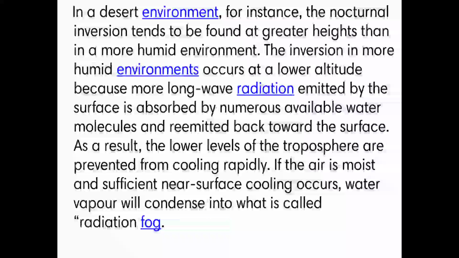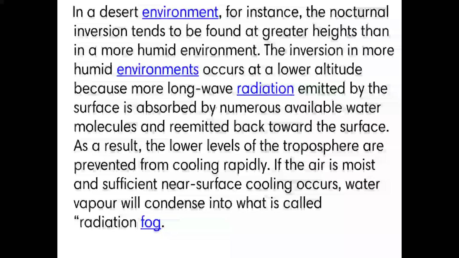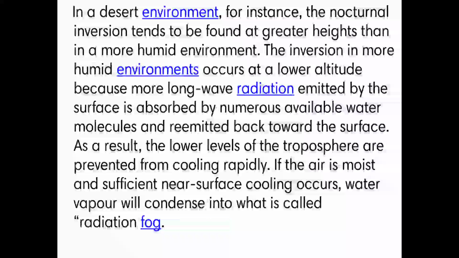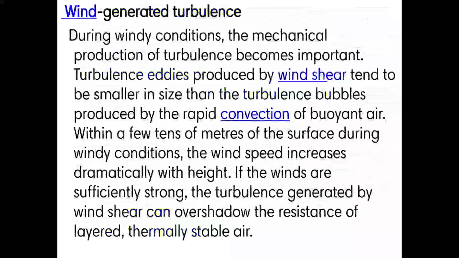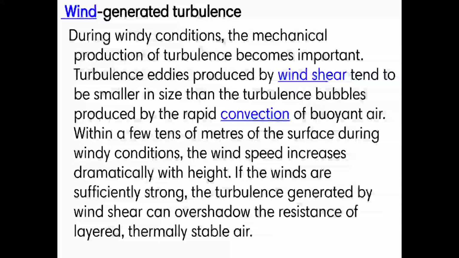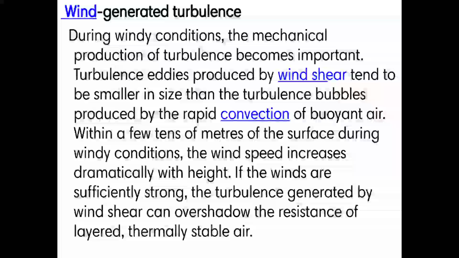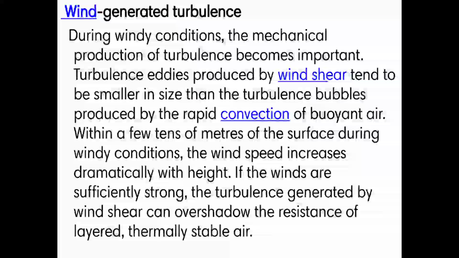As a result, the lower level of the troposphere is prevented from cooling rapidly. If the air is moist and sufficient near-surface cooling occurs, water vapor will condense into what is called radiation fog. Wind-generated turbulence: during windy conditions, the mechanical production of turbulence becomes important.